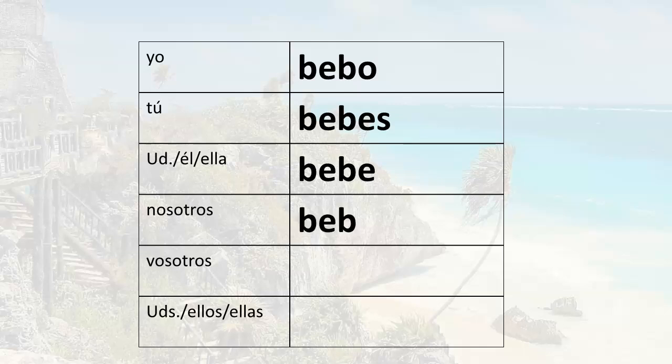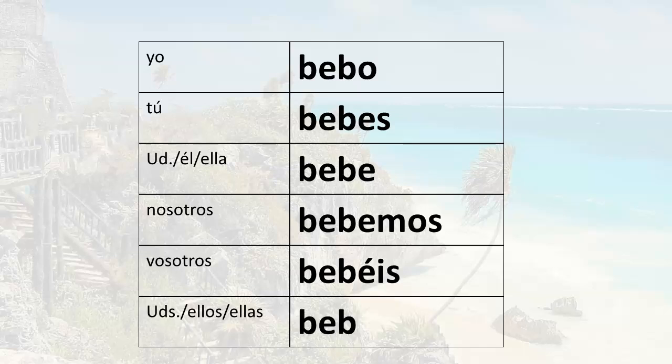Nosotros, add our ending, emos, bebemos. Nosotros bebemos. Vosotros, add your ending, which is éis. Notice that there's an accent mark on the E. Bebéis. Vosotros bebéis. Ustedes, ellos, or ellas. These three subjects also share the same ending, en. Ustedes beben, you drink. Ellos beben, they drink. Ellas beben. They drink, remember, ellas refers to only a group of females.